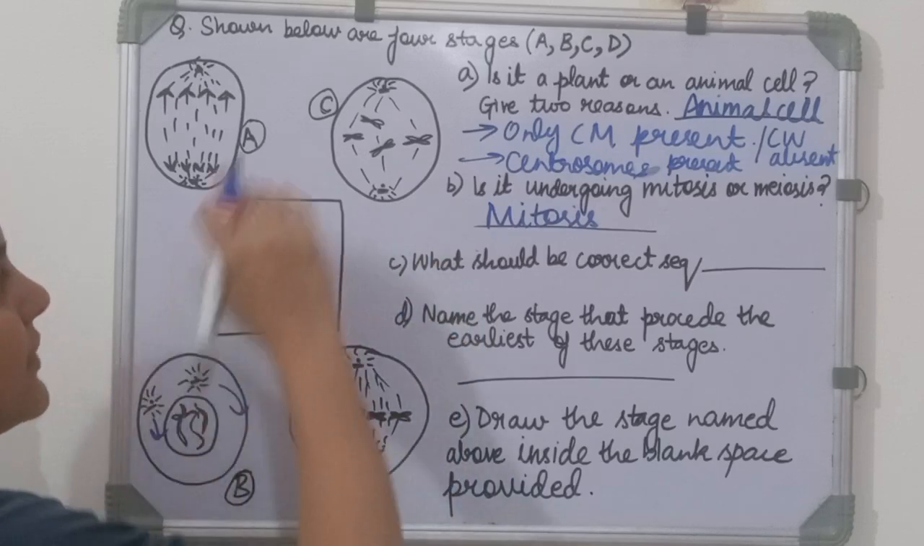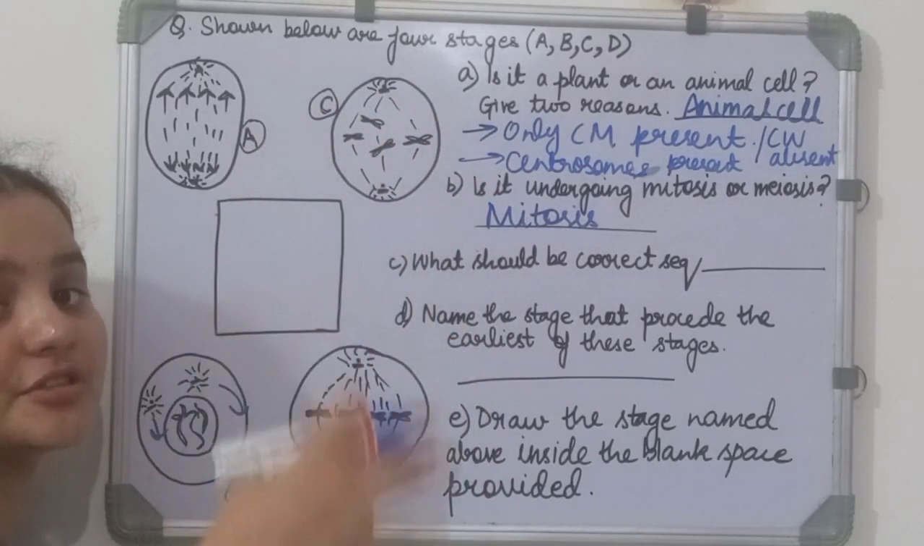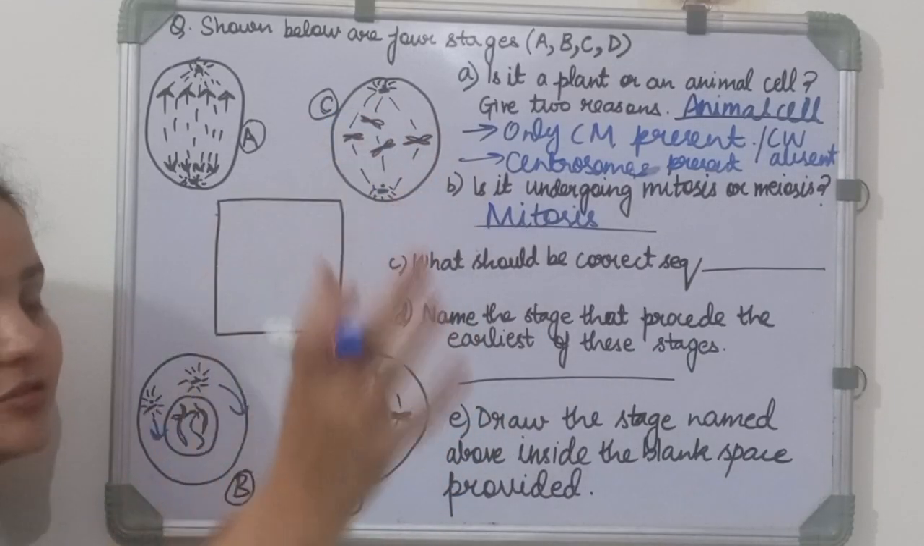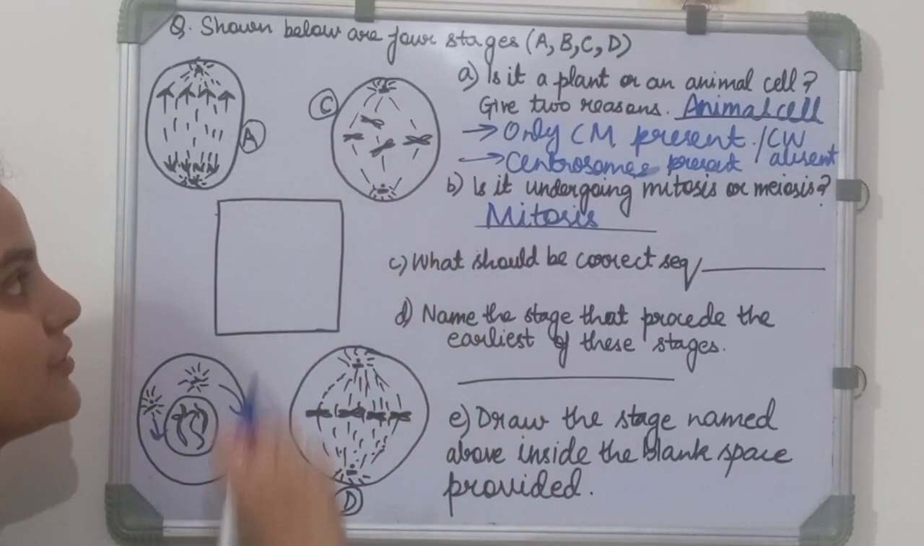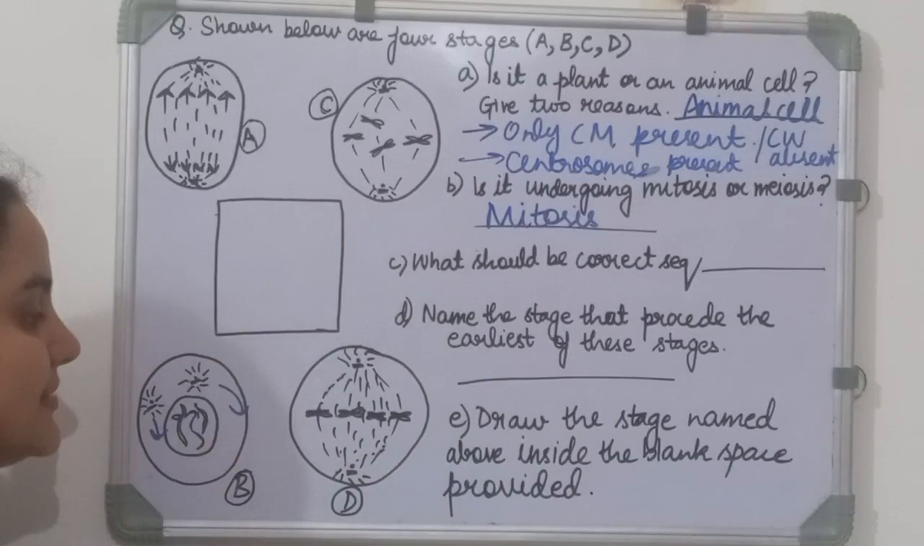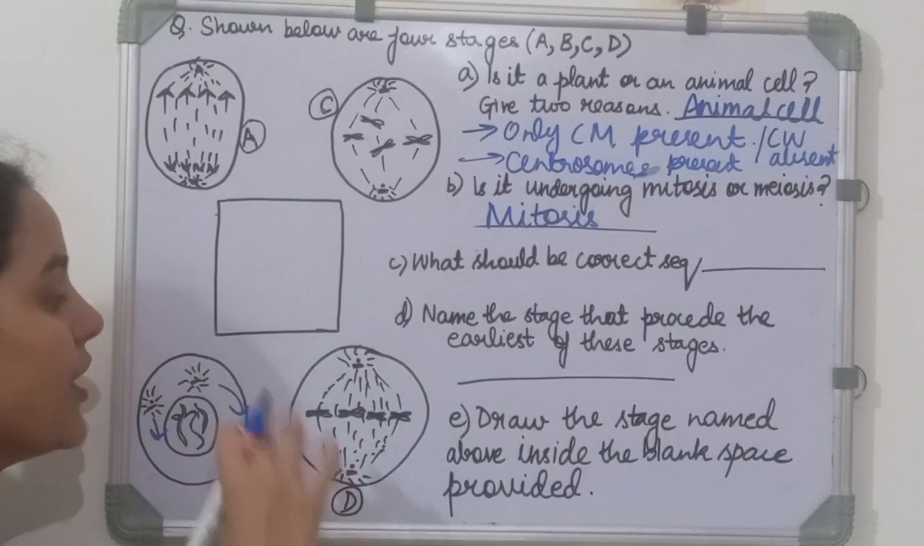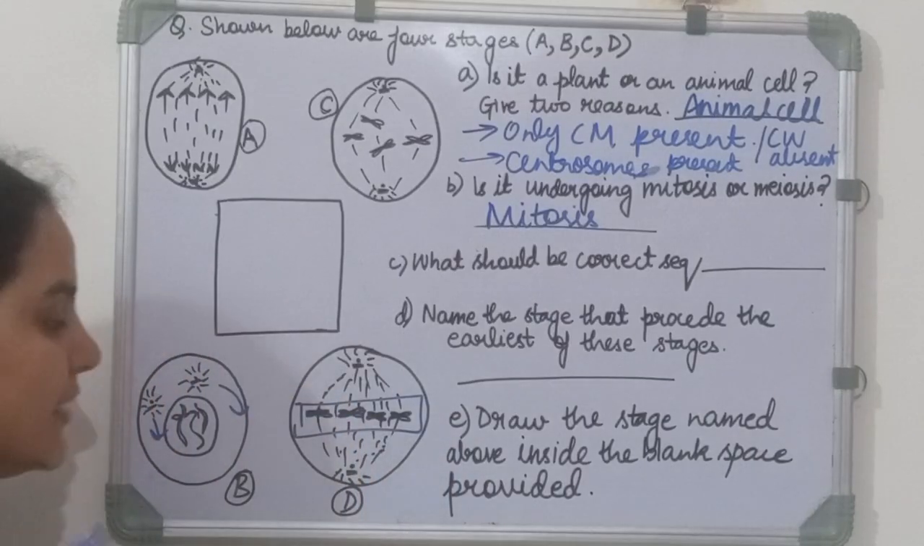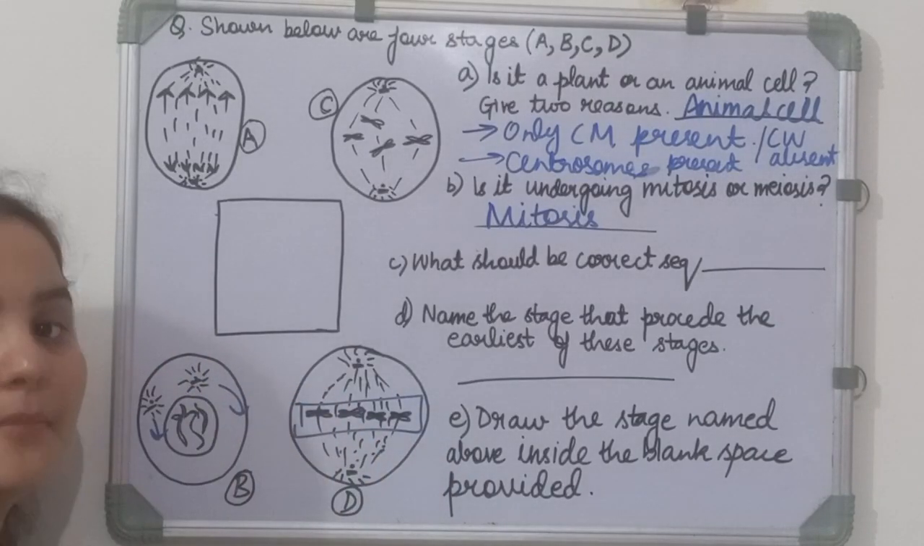Okay, in C we can see that these chromosomes are trying to arrange themselves at the equator plane. So it is representing transition to metaphase. Means after prophase these chromosomes are trying to arrange themselves at metaphase. And in D we can see that the chromosomes are properly arranged in one plane at the equator. So D is representing metaphase.